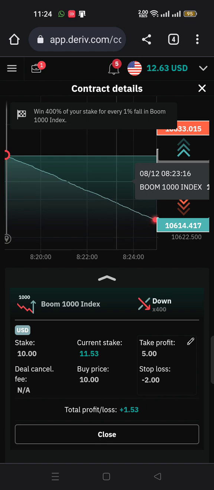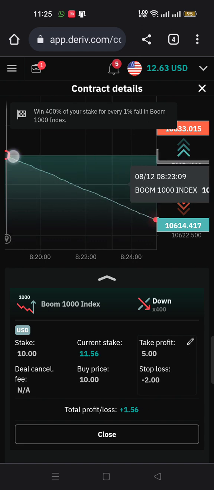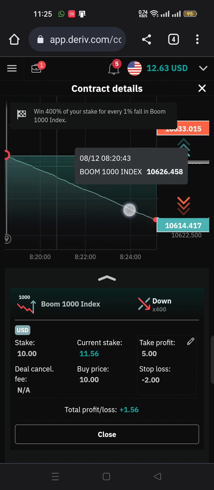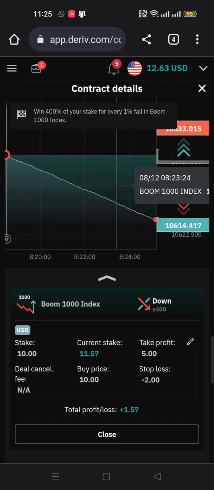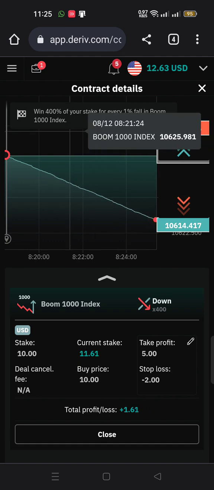So the most important thing is you just look at the direction of this graph here. You can see it's moving from somewhere here all the way downwards to here. So that way it tells you to buy down. Don't buy up, buy down, because you can see the direction is downwards. The reference point is this horizontal line here. That's where we started, and you're moving downwards. So if it was going upwards, we would not have purchased down, we would have purchased up.